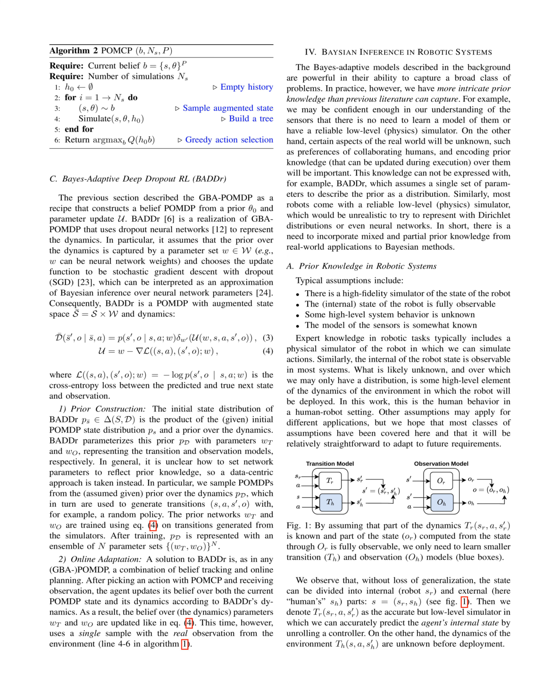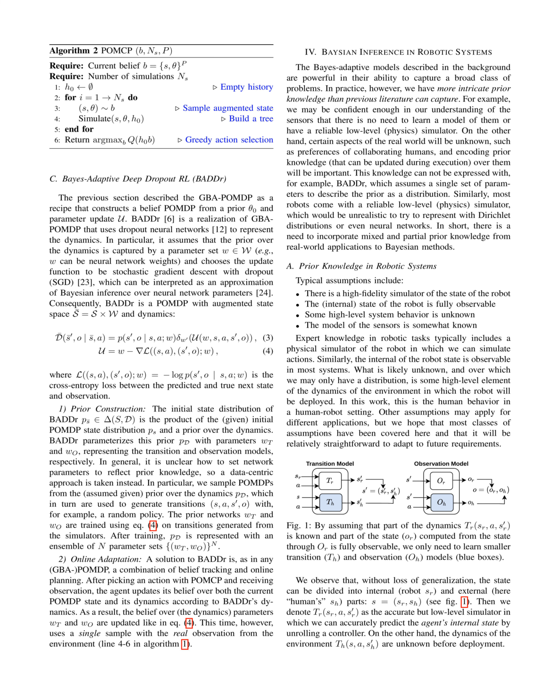By assuming that part of the dynamics T_R, S_R, A, S'_R is known and part of the state, or computed from the state through O_R, is fully observable, we only need to learn smaller transition and observation models, blue boxes. We observe that, without loss of generality, the state can be divided into internal, robot S_R, and external, here humans S_H, parts. S equals S_R, S_H, see Fig 1.